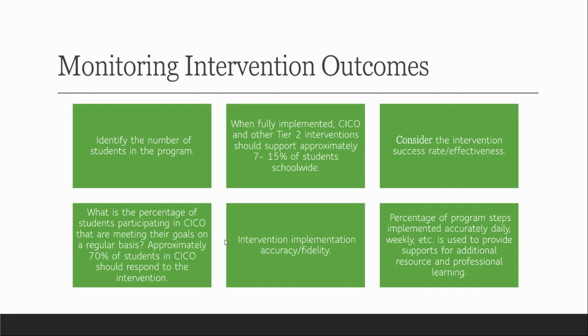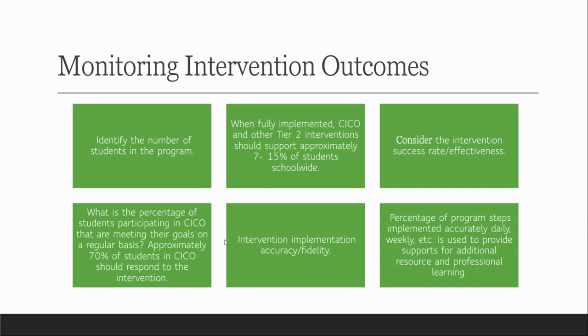If we are having more students in need of these tier 2 interventions, we want to go back and examine the fidelity of our tier 1 intervention. They want to consider the intervention success rate and effectiveness. So again, we're looking at how many students are having positive responses, how many are having questionable, how many are having poor responses. What is the percentage of students participating in check-in, check-out, or whatever intervention you're doing, that are meeting their goals on a regular basis?